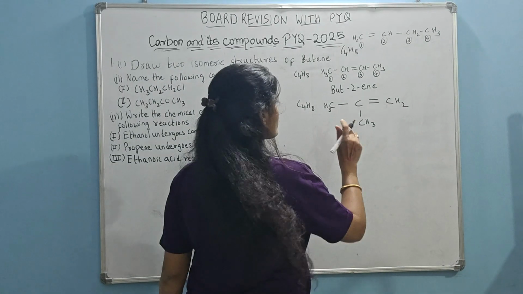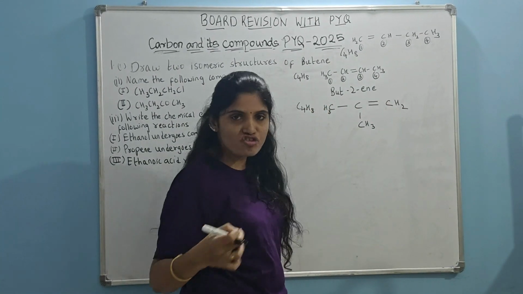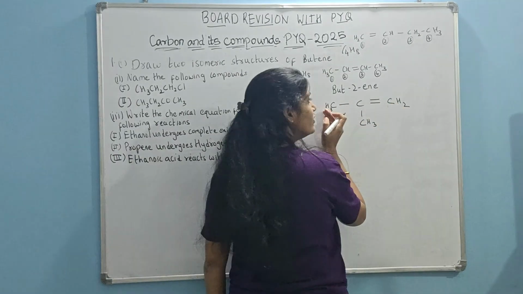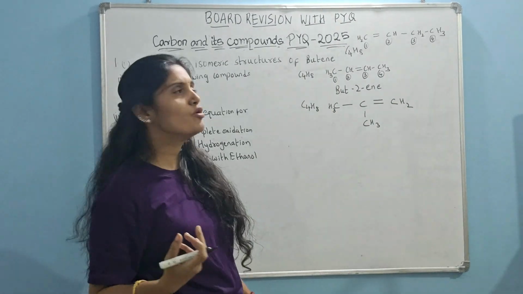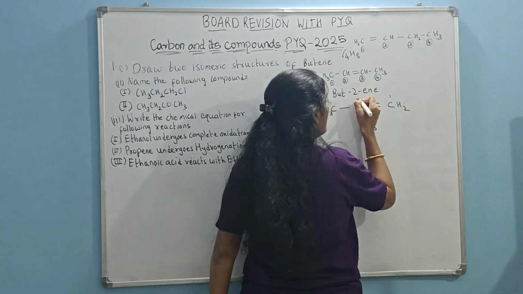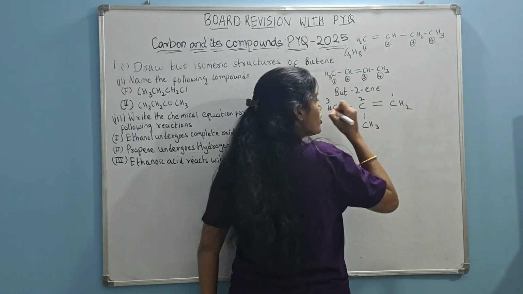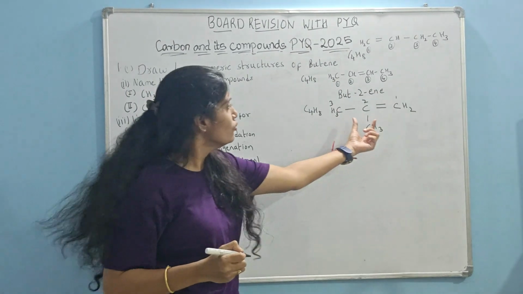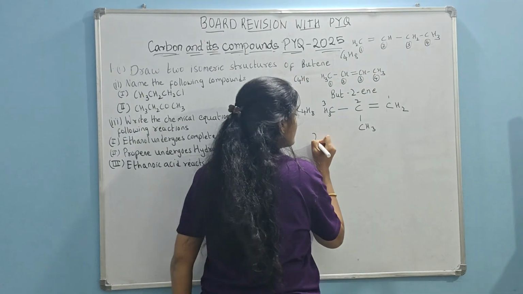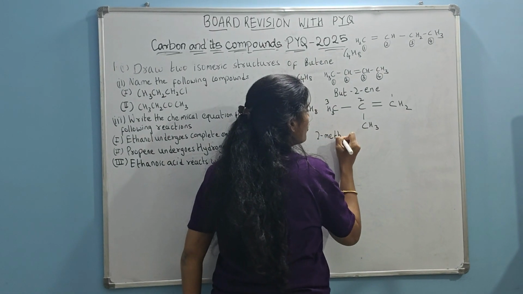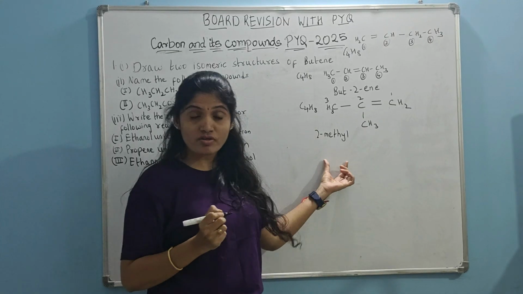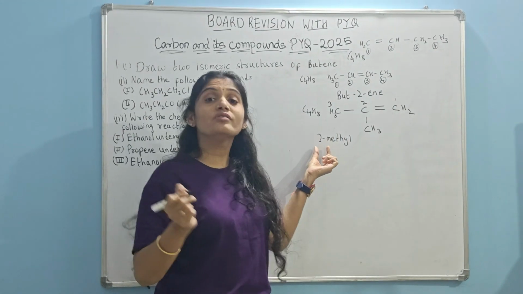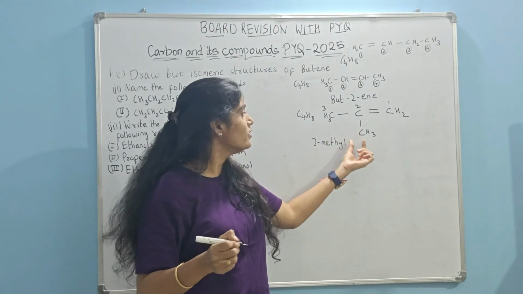Now let me try to name this structure. This is my carbon skeleton, the main chain. I will number it from this side because the carbon holding the double bond should get a lesser number: 1, 2, 3. At the second position, I have my substituent, which is methyl. Always the substituent should be written first, and you should mention the position of the substituent. So I will write 2-methyl. Then write the word root.